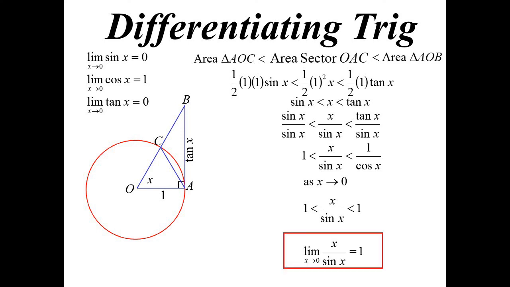So we know that as x is approaching 0, x on sine x, we've just trapped it between 1 and 1. So it's fair enough to say the limit as x approaches 0 of x on sine x is 1. It's also what's known as the small angle theorem. So for small angles, x approaches 0, x is actually equal to sine x. It's another way of saying that, because x over sine x is 1.